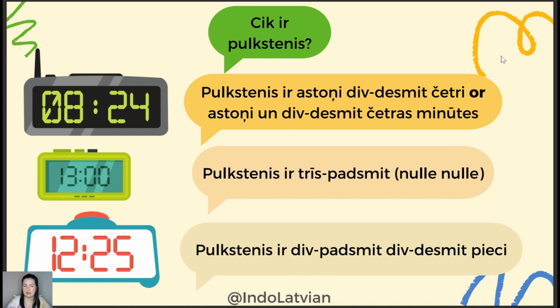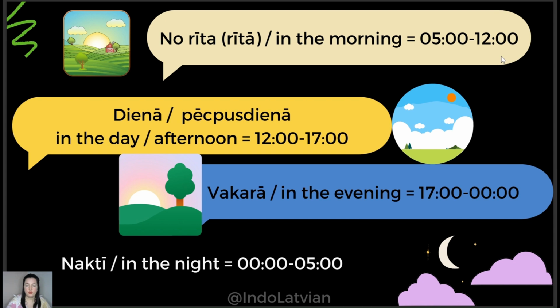Next example, it's exactly 1 o'clock. Pulkstenis ir 13:00. Yeah, you can say just 13. The time is 13. Or you can say 13:00, depending on person. People are saying differently. And the next one, it is pulkstenis ir 12:25. Time is 12:25.